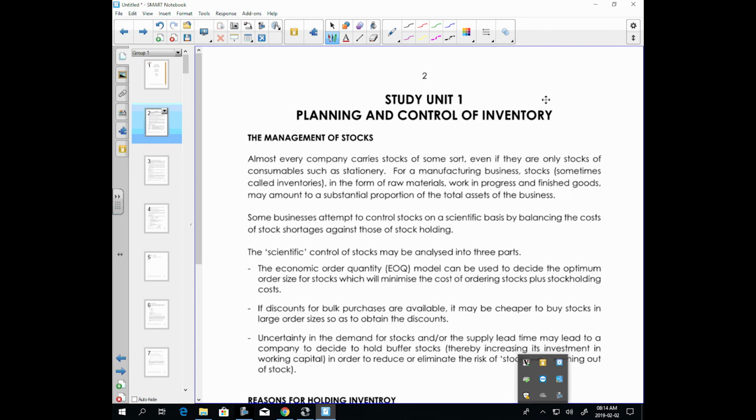So we're going to start with the planning and control of inventory, study unit 1. For those of you that are signed up to the class, I'm going to upload a MAC3701 revision. It's probably a 15, 20-page document, and it's got all the highlights of what happened in 2601. If you want to go through it, I'm still going to cover everything.